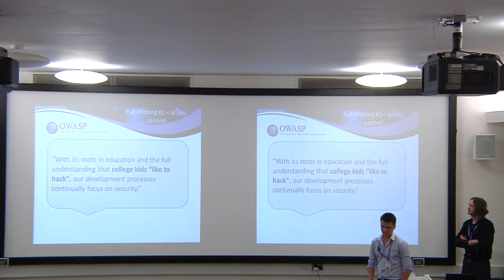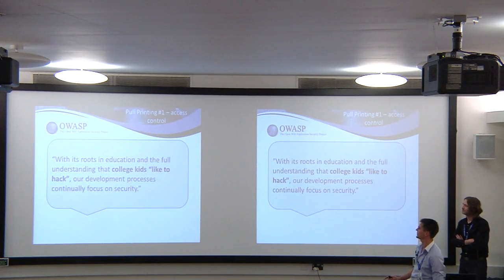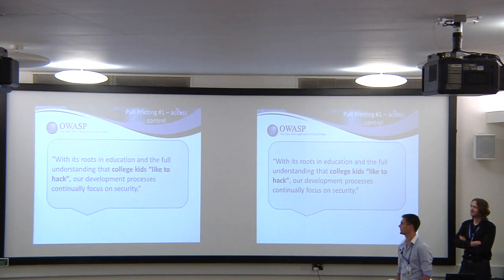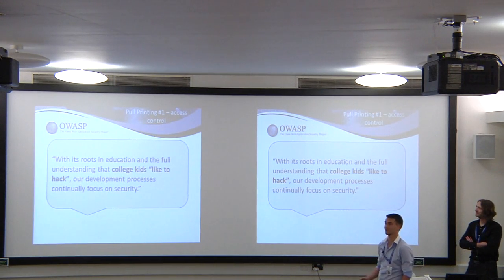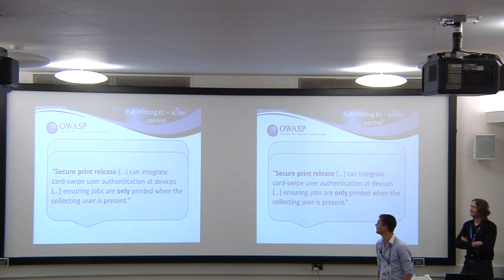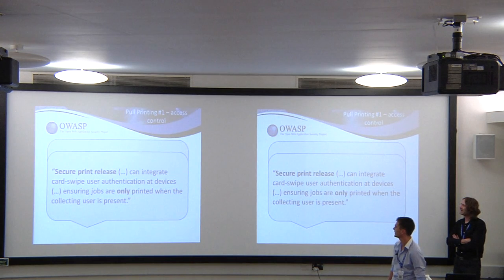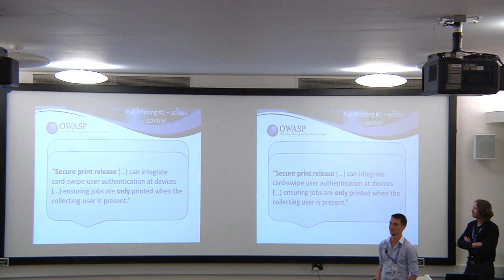So the first case study was pull printing, which is mainly used in universities. And they write on their website that with its roots in education and the full understanding that college kids like to hack, their development process continually focuses on security. And we'll try to challenge that. That sounds like a challenge to me. If I see something like that, I'll just take out my laptop. They also say that secure print release can integrate card swipe authentication at devices, and it ensures that the jobs are only printed when the collecting user is present. And yeah, we love to see the vendor claims and to verify those claims.